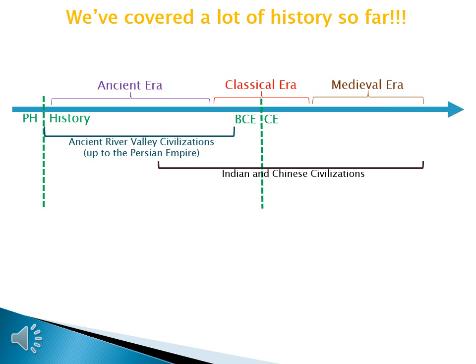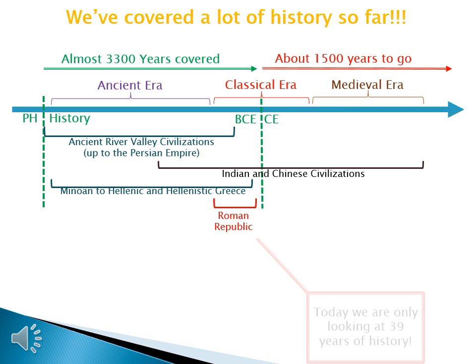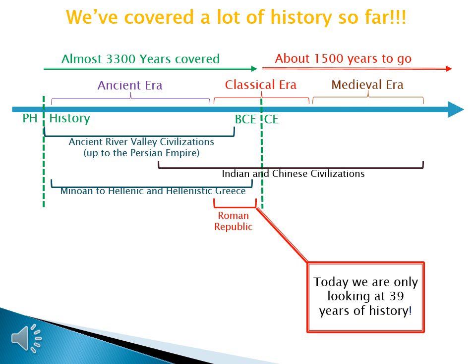We spent a lot of time with the Greeks. We looked at Minoan up and through Hellenic and Hellenistic Greeks, which brought us close to the BCE-CE split. And then we looked at the Roman Republic, which has brought us right up to the birth of Christ. We've covered almost 3,300 years so far, and we have about 1,500 years to go. But today we're only going to look at 39 years of history.